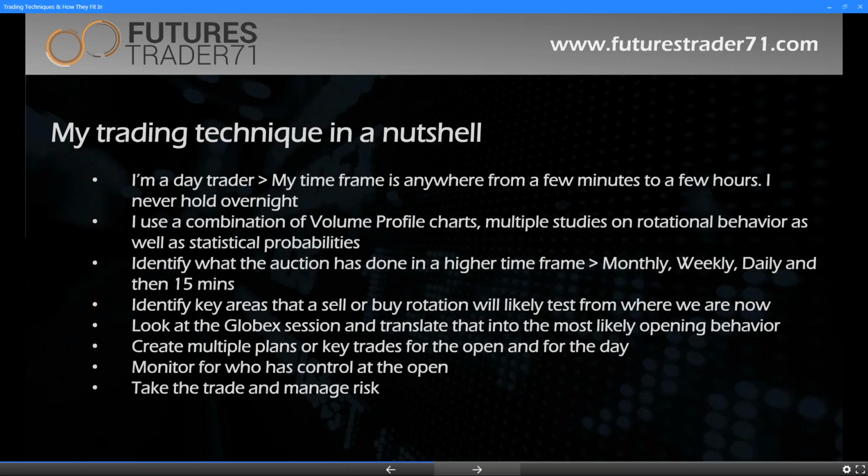I'm a day trader. My time frame is a few minutes to a few hours. I never hold overnight. I use a combination of volume profile charts, multiple studies on rotational behavior. In other words, I look at how the market is pushing up and down, and I look at how those rotations, the characteristic of those rotations when they do happen.